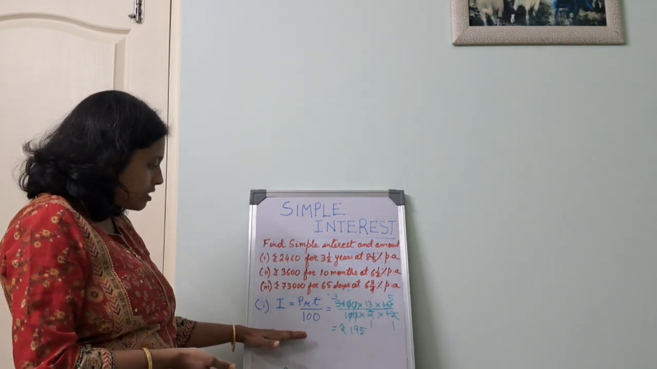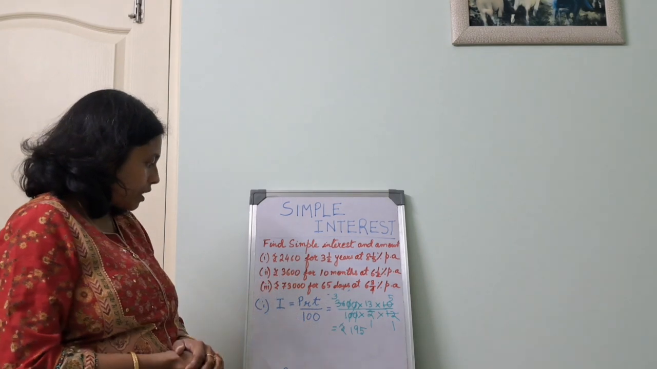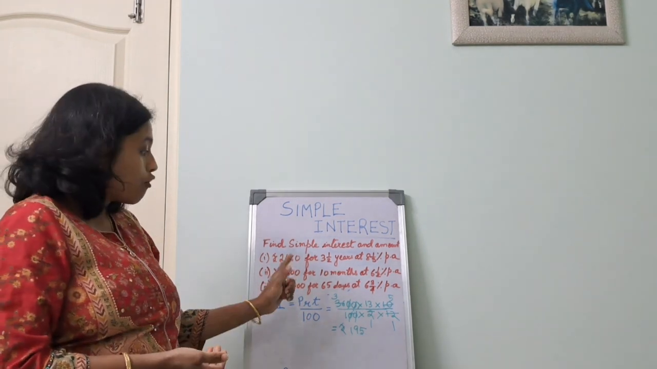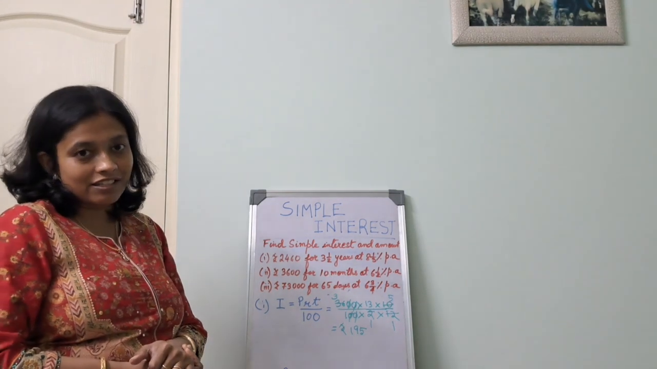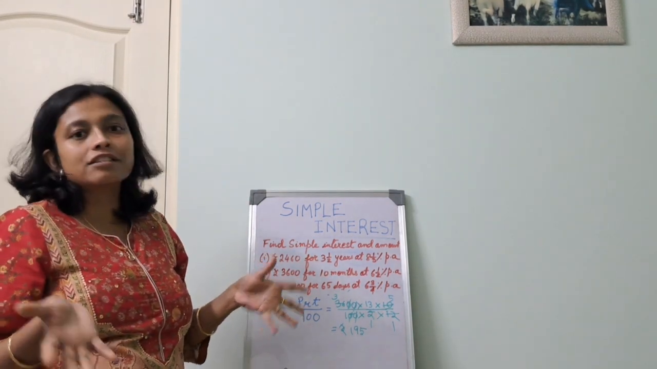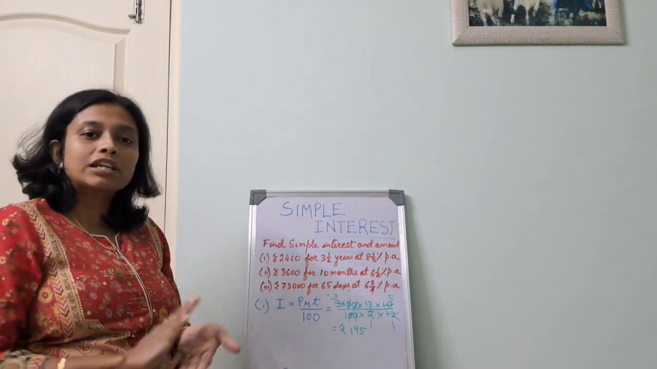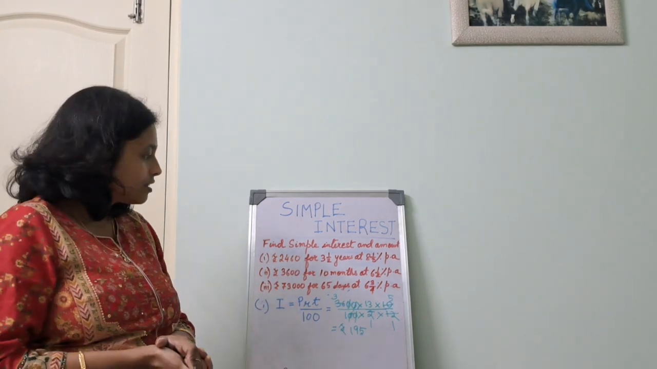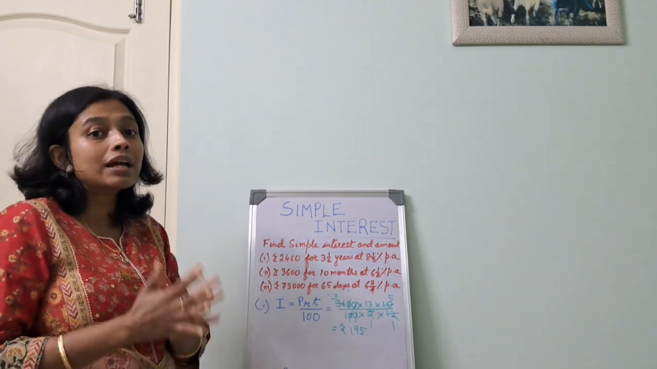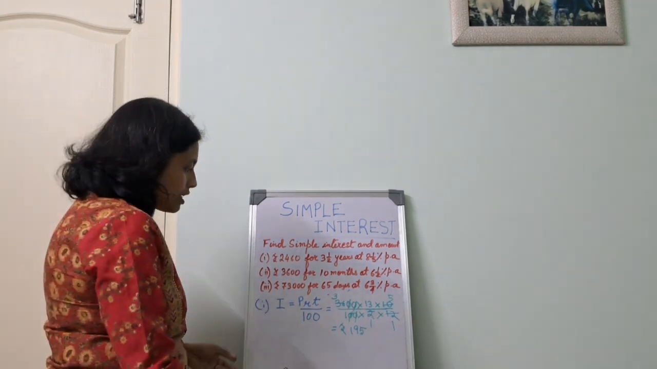So next we will start with the third one, where the principal is 73,000 for 65 days now. So how many days in a year? We will consider it as a non-leap year. So 365 days in a year at 6 3 by 4% per annum. Okay, so let's start.